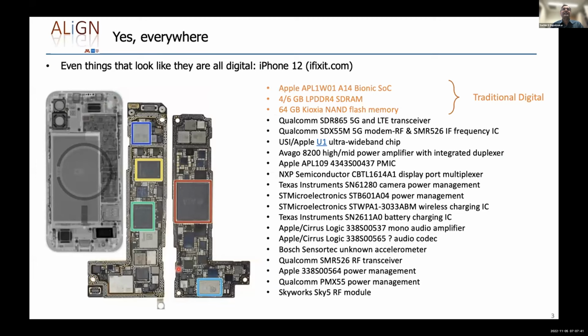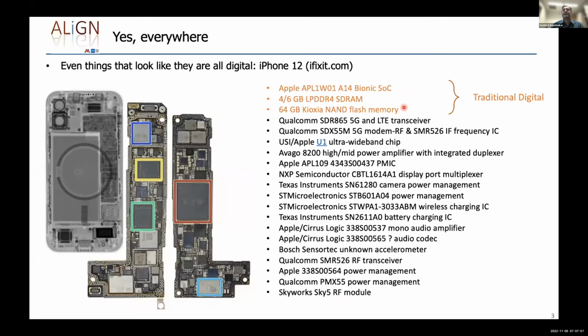Interestingly, even things that look like they're all digital have significant analog components in them. This is a teardown of an iPhone 12. The 14 probably looks relatively similar. If I make an inventory of all the parts of this phone, there are a few that are traditionally digital.